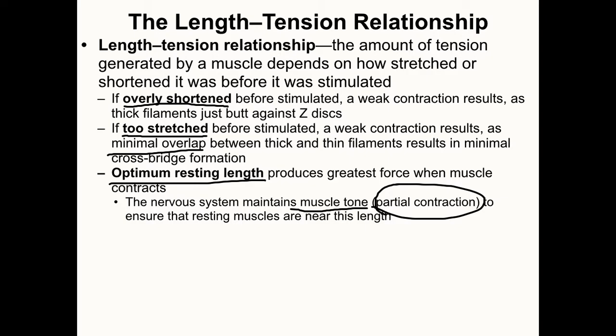This stops them from becoming too relaxed. The state of being too relaxed, where there's no muscle tone and the muscle is completely uncontracted, is called flaccidity, or being flaccid. Flaccid muscles are weak.